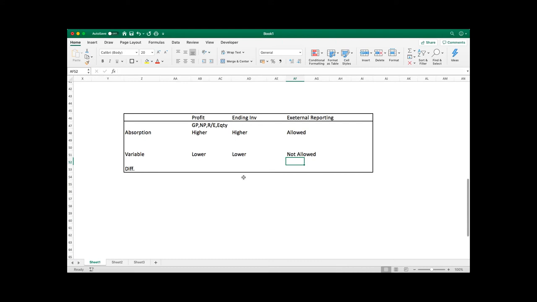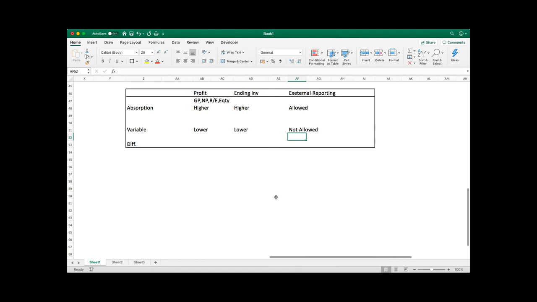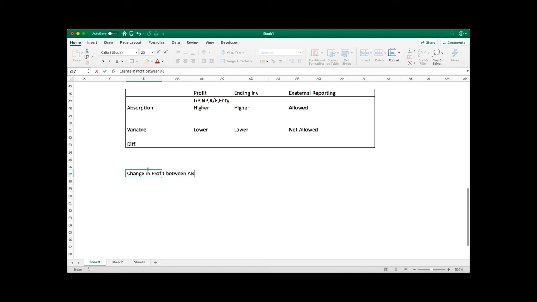So please remember these points. There may be a multiple choice question that if there is an ending inventory in a company and the company is using the absorption costing method, you tell whether, as compared to the variable costing method, the net profit is higher, lower, no change, or something else like that. So net profit, retained earnings, equity, gross profit will be higher using the absorption costing method.